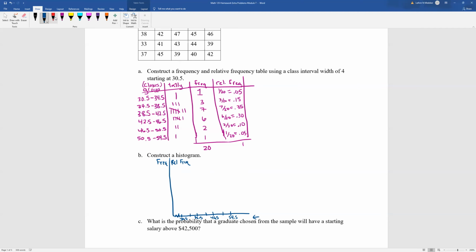And then we usually label the bottom of our graph. Mine got a little squished here. So it's starting salaries in thousands of dollars. Okay, and then I need to mark my frequencies and relative frequencies. Looks like we can count by 0.05 essentially. So 0.05, 0.10, 0.15, 0.20, 0.25, 0.30, 0.35, and this had to do with one occurrence, two occurrences, 3, 4, 5, 6, and 7.